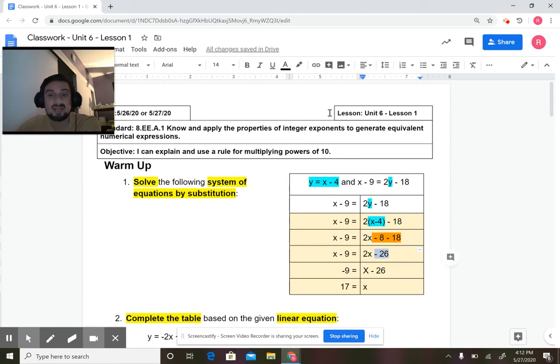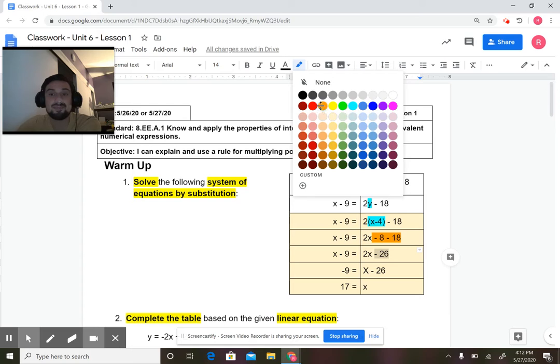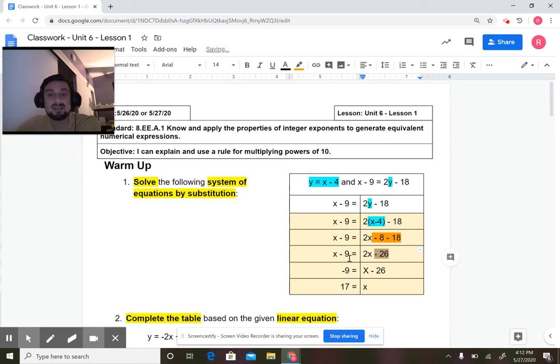So negative 8 minus 18 is negative 26. Then I subtracted the x over. So the next step was I subtracted x over, and then 2x minus x is x, and then I add over the 26. 9 plus 26 is 17, which equals x.